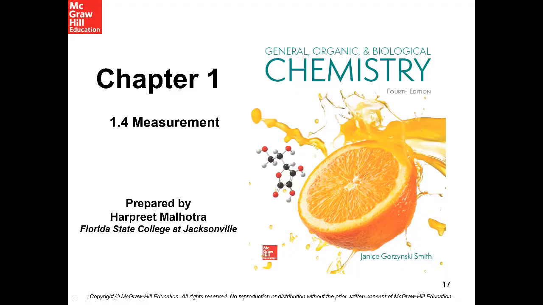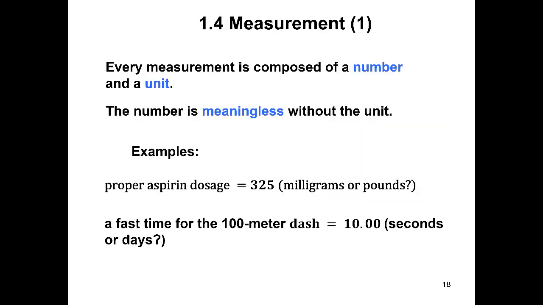One of the important things that we're going to talk about in chemistry is how to measure things. And so measurement is really an important concept. Every measurement that you make has two things. It has a number associated with it, and it also has a unit. And if you just give me a number and don't use a unit, it really doesn't mean anything.